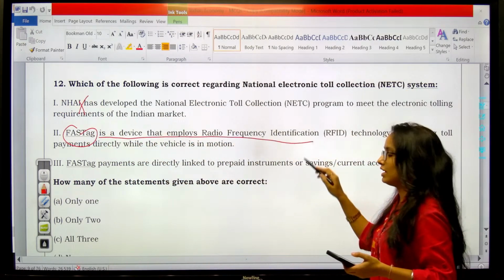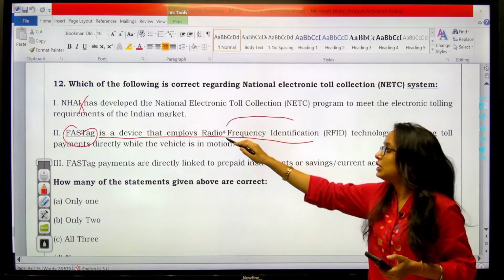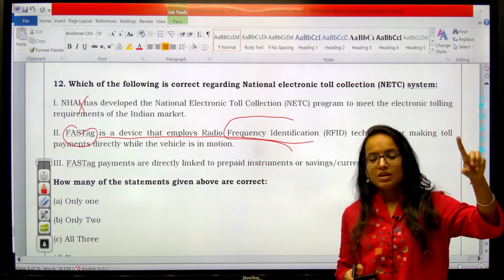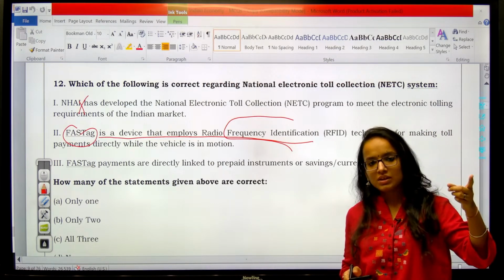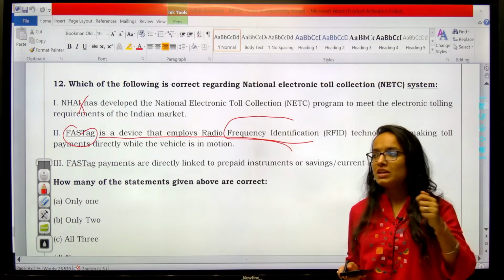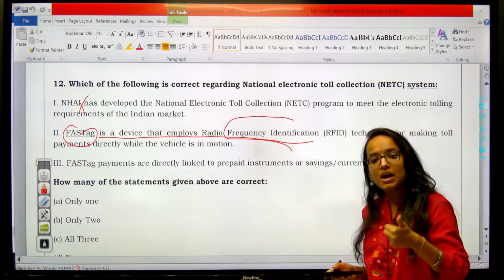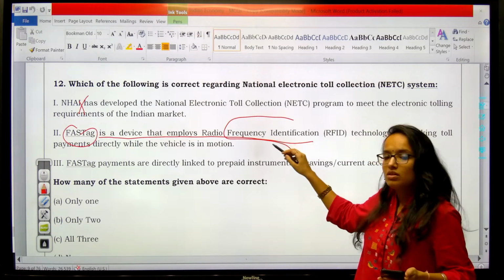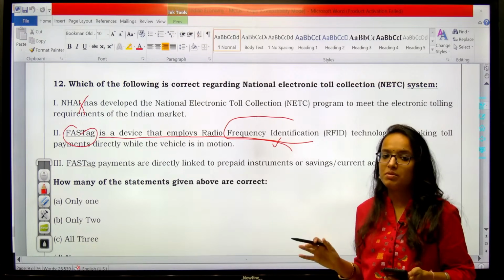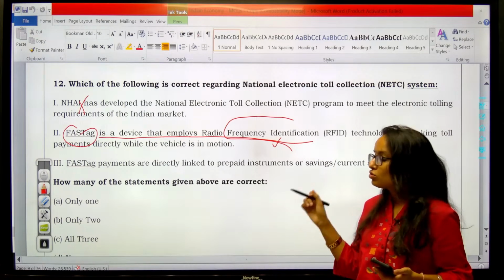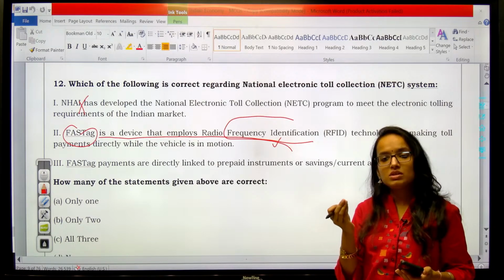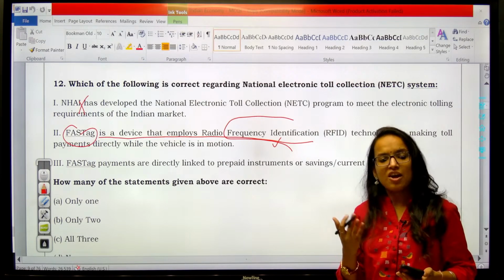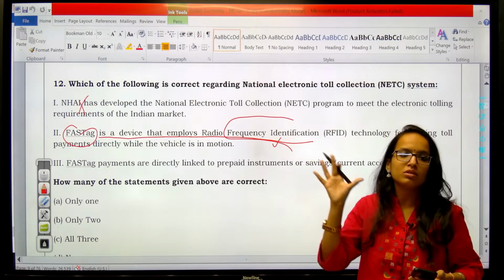FASTag is a device that employs RFID technique. Yes. Remember, this radio frequency identification technology, every new technology in your space sector, your communication sector, your defense sector is very important for your UPSC prelims. They have asked RFID technique earlier as well. So you have had questions on radio frequency identification technology in UPSC prelims if you look at the previous year questions. So remember, space technology, biotechnology, medical instruments related, like they have asked molecular scissors. So they have been asking these innovations, so you should keep track of them, clear.